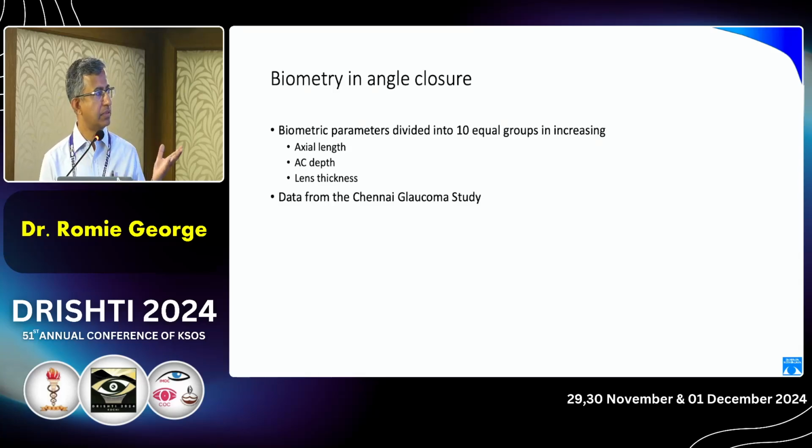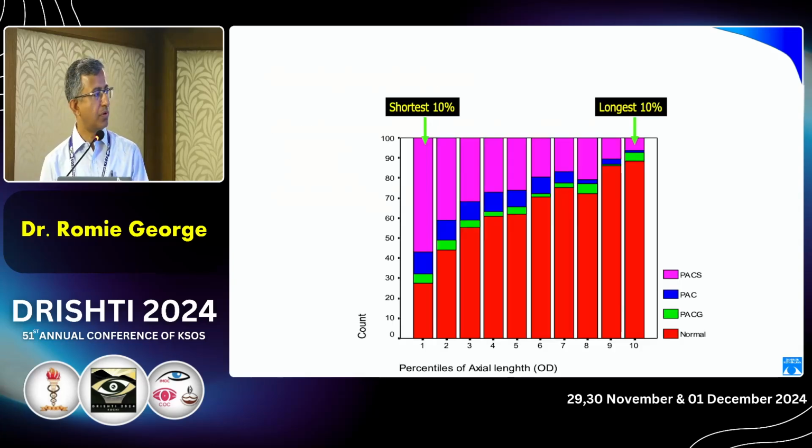So this is data from the Chennai glaucoma study. What we did is we looked at axial length, anterior chamber depth, and lens thickness, and we divided them into 10 equal groups, 10 deciles of measurements. So this is the axial length data, and what you have is the shortest axial length on the left side and the longest axial length on the right side. And you have the proportion of angle closure disease in each of these deciles. And you can see quite clearly that about 65% of people in the shortest 10% of eyes had some form of angle closure disease. But you also had some angle closure disease even in the longest eyes.